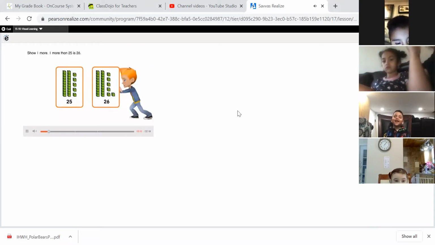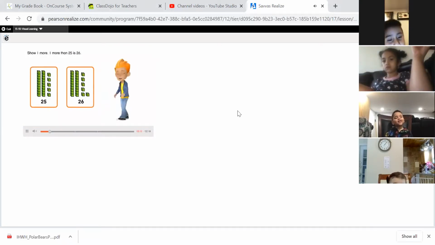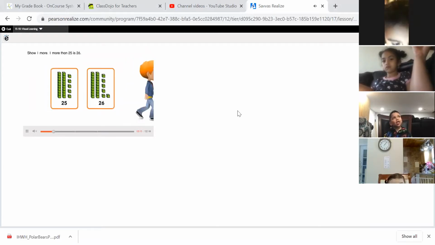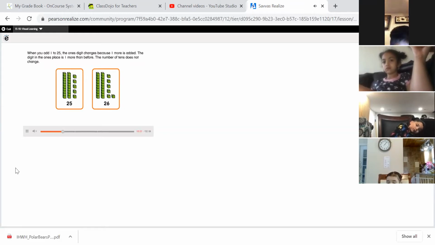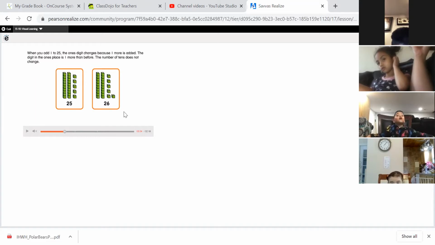Show one more. 1 more than 25 is 26. When you add 1 to 25, the ones digit changes because 1 more is added. The digit in the ones place is 1 more than before. The number of tens does not change. So we have our ones place, which is the number on the right. 1 more than 25. Think about when you're counting, 1 more would be 26.